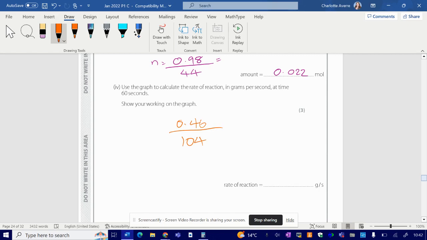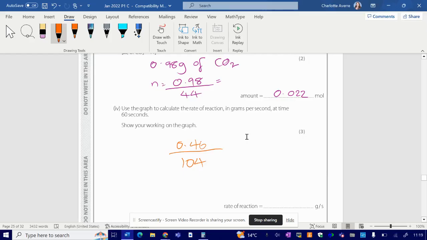Okay, make sure that when you are working, you show your tangent clearly on your graph. You get a mark for showing the tangent, and you get a mark for showing all of your work. 0.4. Okay, and that gives us an answer 4.42 times 10 to the minus 3.